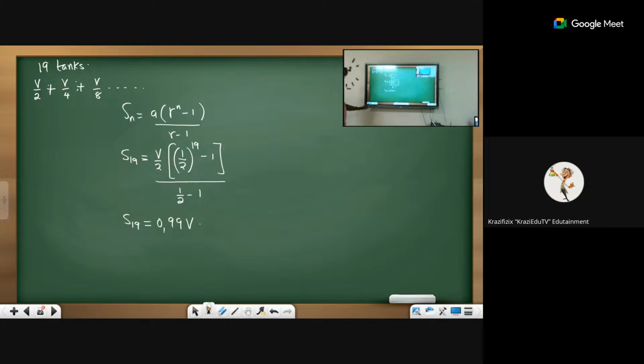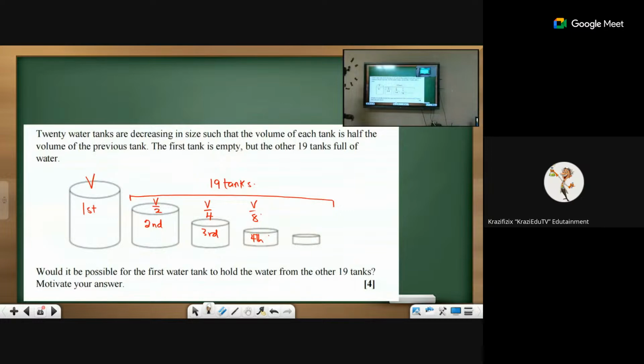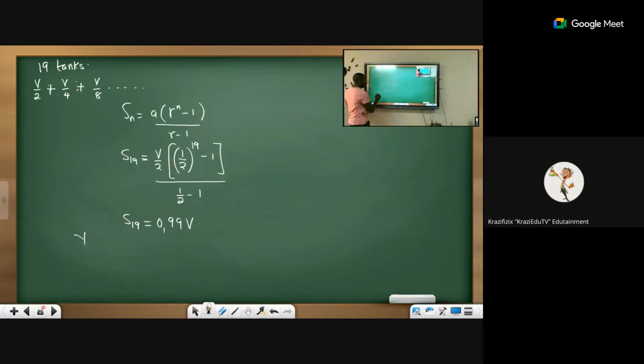Here's the question. Look at the question again. Would it be possible for the first tank to hold the water from the other 19 tanks? Yes, it will be possible. So we need to answer that. Yes, it will be possible. Do you understand why I'm saying it will be possible?